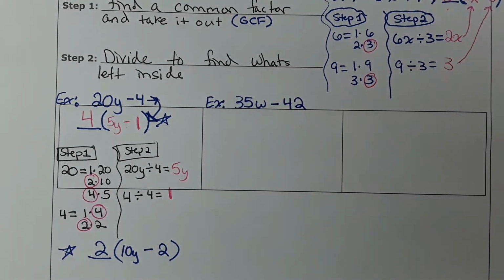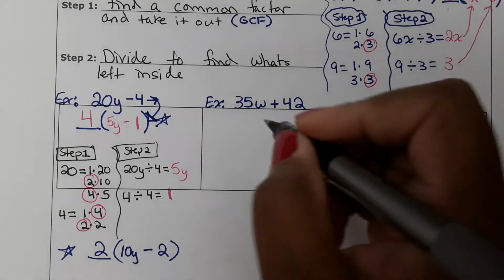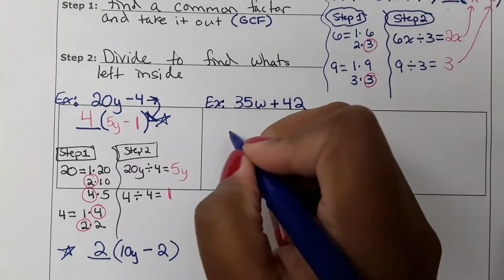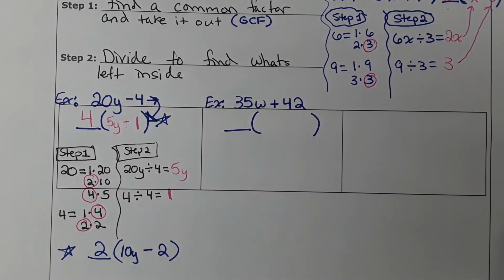Yeah, 35w minus 42. I'm going to make that plus 42. Let's make it plus 42. All right. From here, we know the setup. We know we're going to take out whatever they have in common and leave inside whatever they don't have in common. All right, from here, we're looking for a common factor.